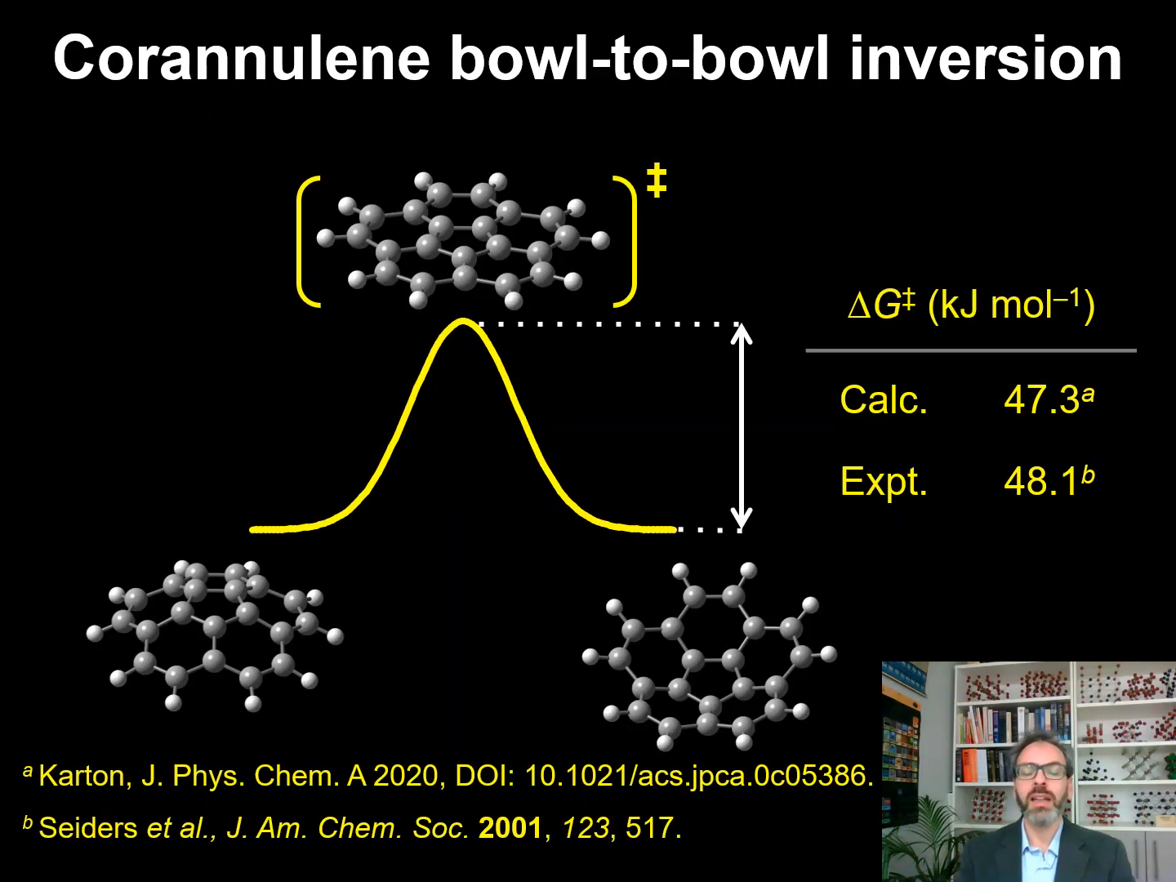Let's examine the uncatalyzed corannulene bowl-to-bowl inversion. Here we have the reactant and the product, and we can see that these two can be interconverted between each other through a completely planar transition structure. We calculate a reaction barrier height of 47.3 kilojoules per mole for this conversion, which is in excellent agreement with the available experimental reaction barrier height of 48.1 kilojoules per mole.